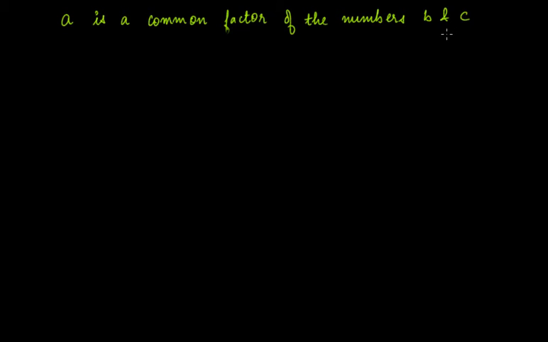Suppose you have a number A, that's just an arbitrary number. Number A is a common factor of the numbers B and C. B and C are also arbitrary numbers. So A is a common factor of the numbers B and C. That means that B and C both are divisible by A, right? The common factor is that.